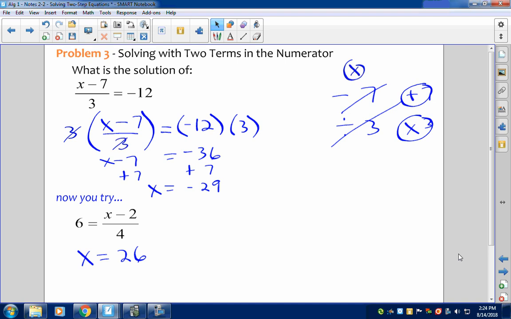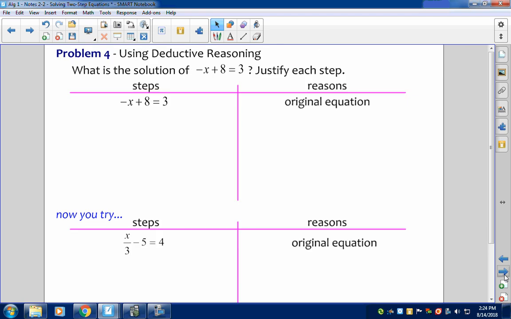These two steppers. All right, so now we're getting a full circle back to deductive reasoning. I said deductive reasoning was proof. So we're going to do an algebraic proof. We're going to prove whatever the answer is to this equation. It only has one unique one. So here I have negative x plus 8 equals 3. If I want to get negative x by itself, I've got to subtract 8 from each side, right?